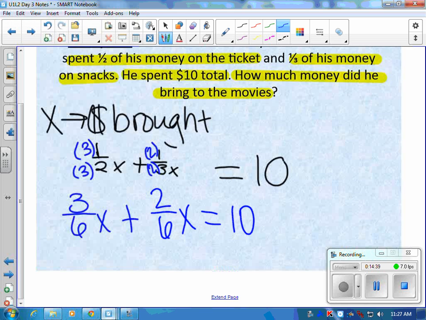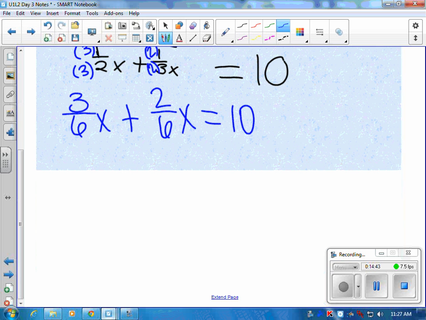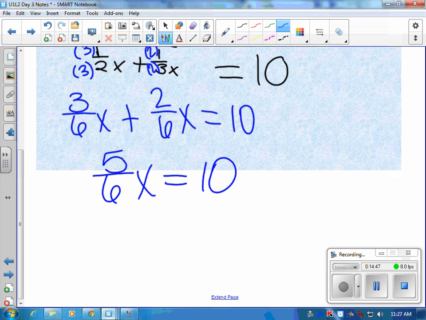All right, so now I have a common denominator in my fraction, and I can combine those like terms. Now I have 5 over 6x equals 10. What do I have to do to finish it up?